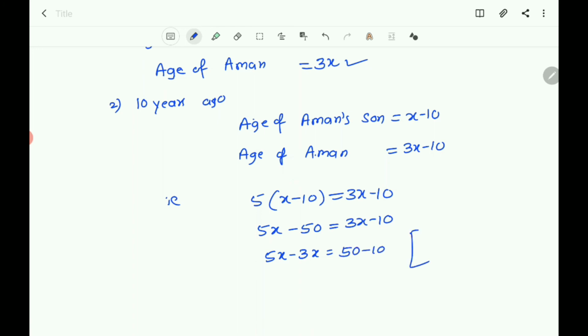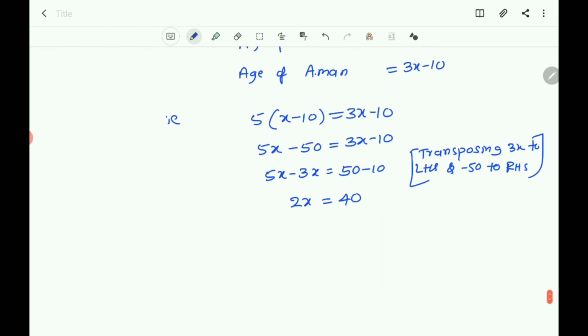So what you have done here? Transposing 3x to LHS and minus 50 to RHS. So it becomes 5x minus 3x is 2x equals 50 minus 10 is 40. Here you have to cancel 2 in the LHS, so you must divide both LHS and RHS by 2. It becomes x equals 40 by 2.